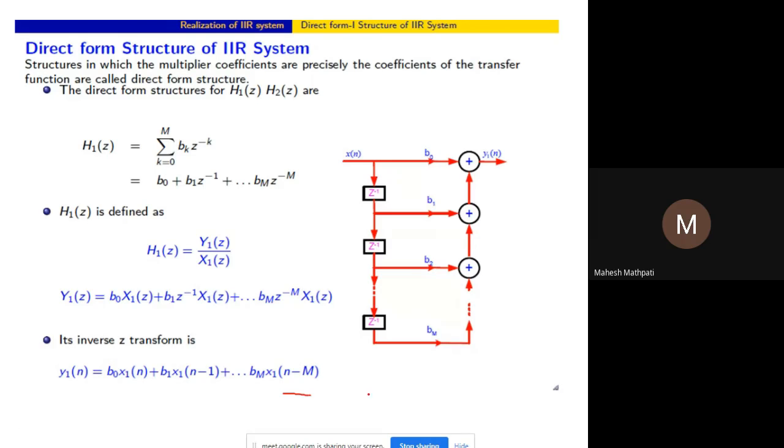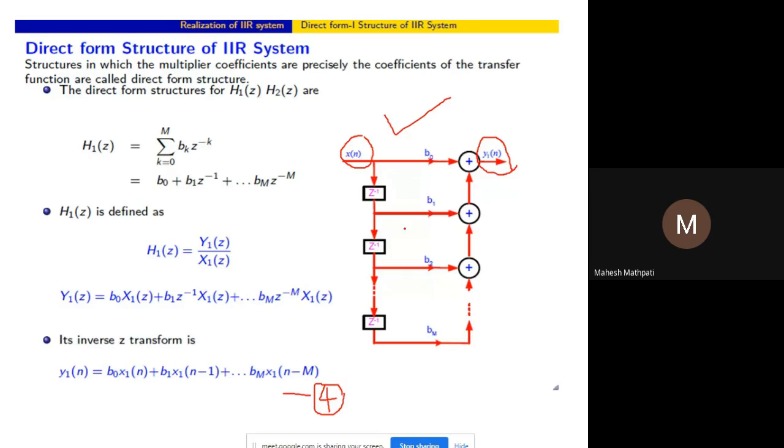Any confusion in understanding this? Equation 4, have you understood? Hello? Yes, sir. Am I audible? Yes, sir. This equation 4, any difficulty in understanding this? No, sir. No difficulty. Okay. Now, this is the first structure, as we already know this part, nothing new in that. So this is our input part, x of n, and this is our output part, y of n.